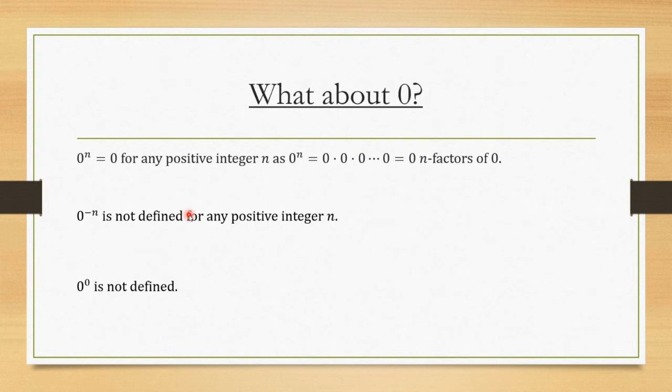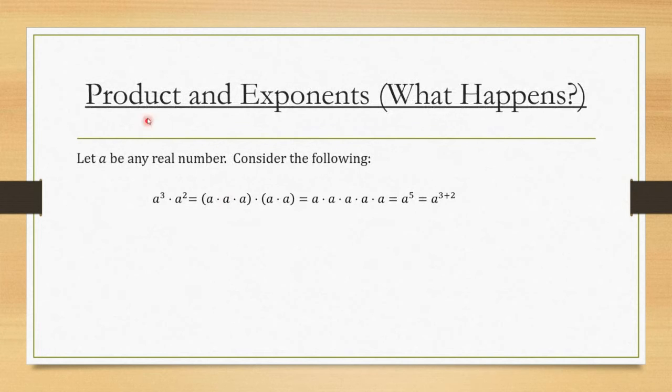Okay, so we had negative exponents. Well, we have this rule with product and exponents. Let's see what happens then. Okay, well, let's consider an example. Let's suppose a is any real number. What real number is it? I don't know, but who cares? If we do a cubed times a squared, well, okay, what is this equal to?